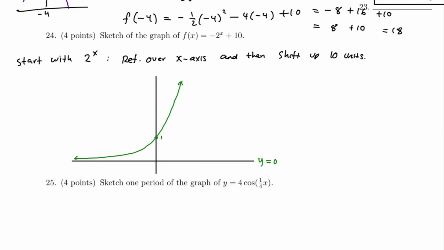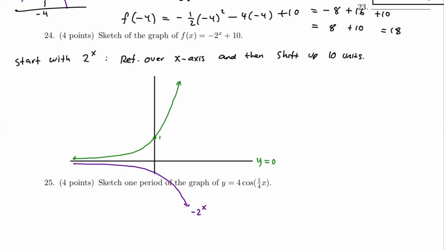Now we're going to reflect over the x-axis. So the graph will drop down like this. So it's going to look like this. That's the reflection. This is -2 to the x. So note that this point right here is now -1.